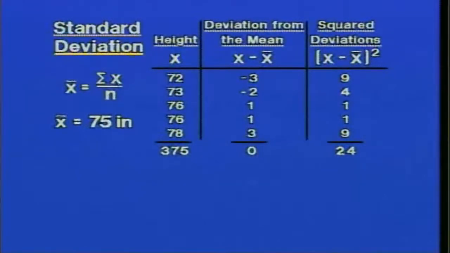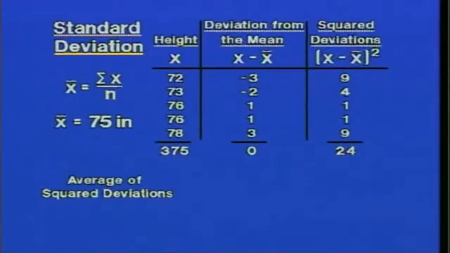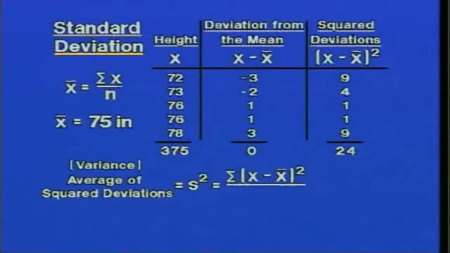And now we can find an average, but that average would be the average of squared deviations. Now this is a rather important item in statistics. The notation for the average of squared deviations is s squared, and the name for it is variance. So we're calculating variance. Now you would think that we would take 24 and divide by 5, but it turns out that we take this sum of squared deviations and we end up dividing not by n, but by n minus 1.